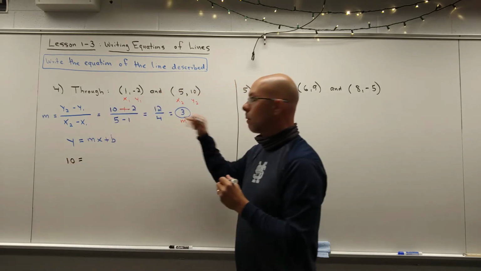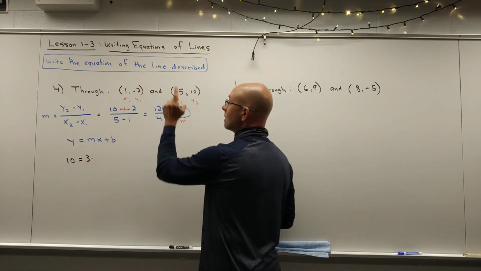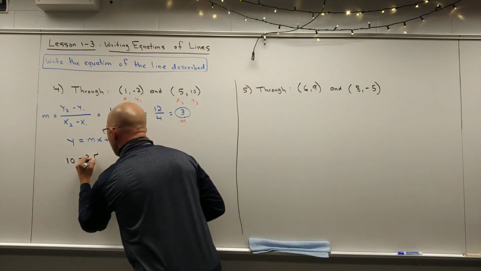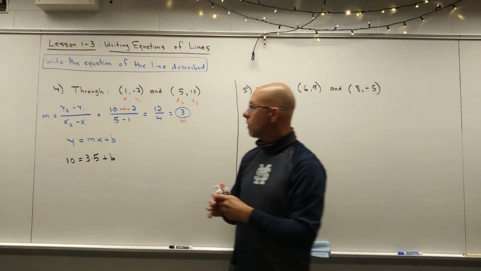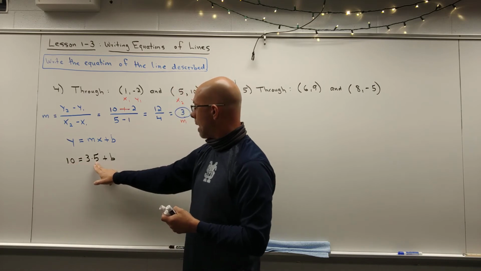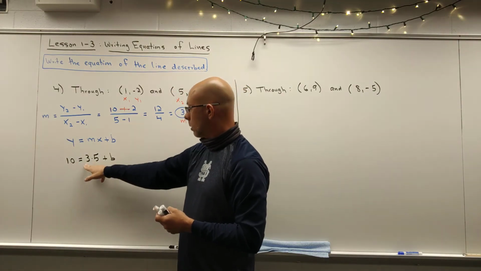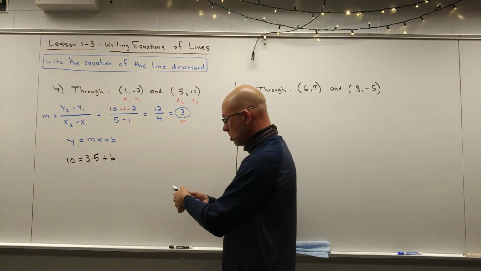Where I see m, I will put the 3 that we just calculated, times x. X is 5, plus b. Please understand, if you chose to use the other point, -2 is sitting there for you, and +1 is sitting there for you. The 3 is still 3 because it's all the same slope and so on. Okay, let's finish this solve.